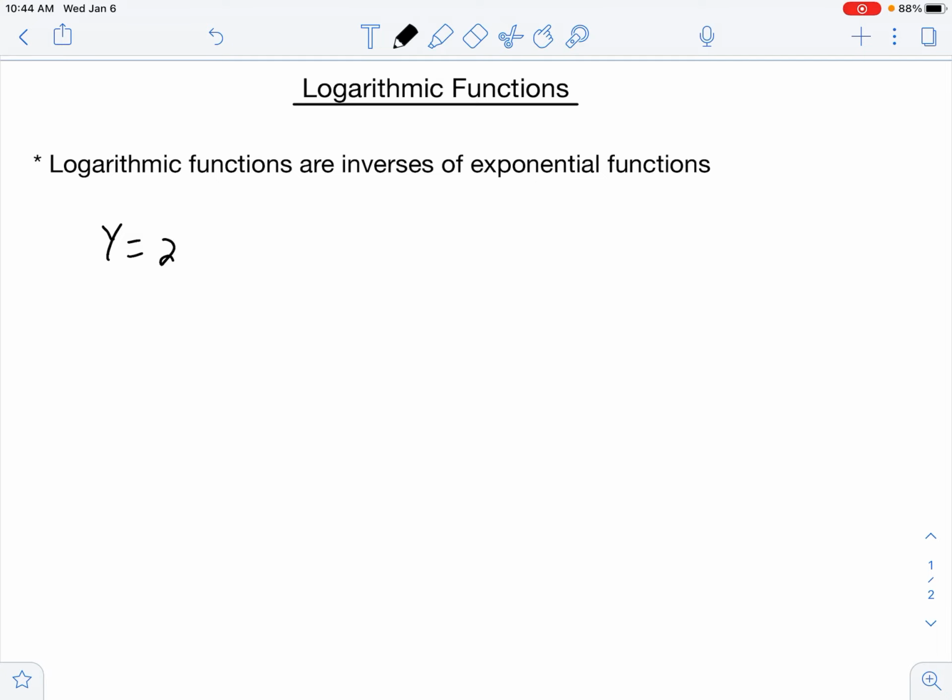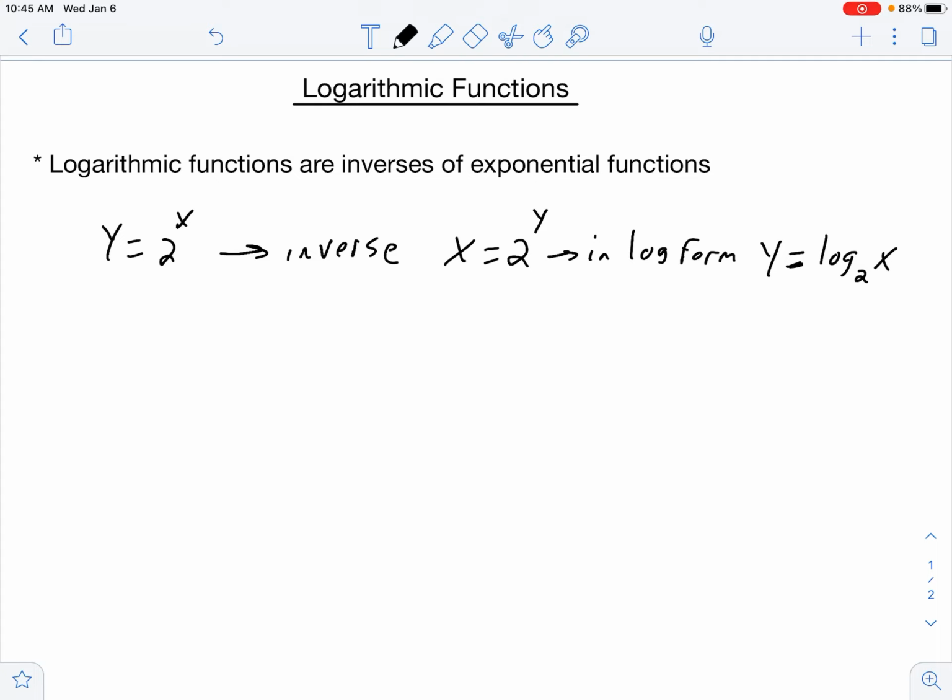Let's say we have y is equal to 2 to the x. There's our exponential function. If we wanted to write the inverse, well, the inverse would be x is equal to 2 to the y. Remember, when we find inverses, we just switch the x and y value. Well, in log form, we write this as y is equal to log to base 2 of x. So this is how we are writing the inverse in log form.